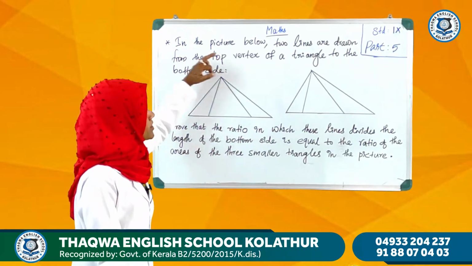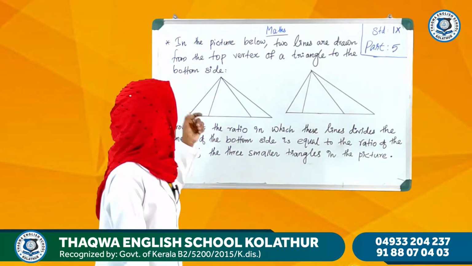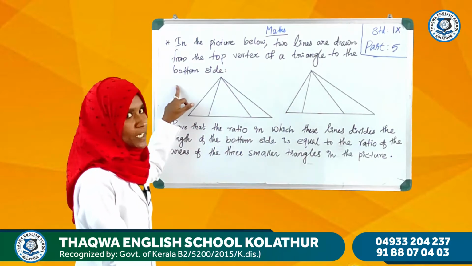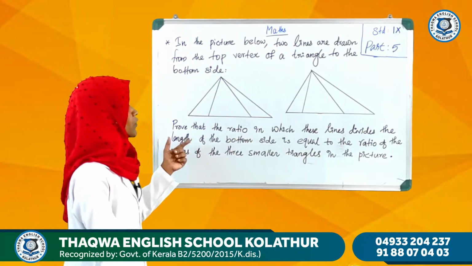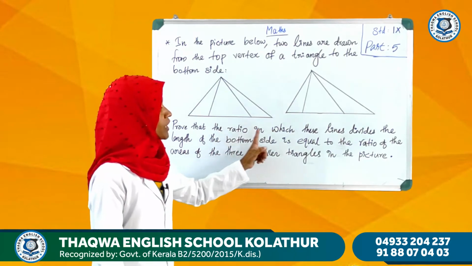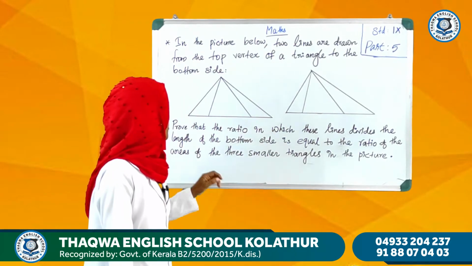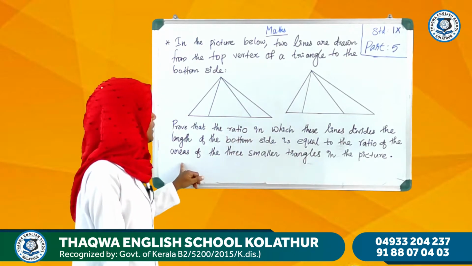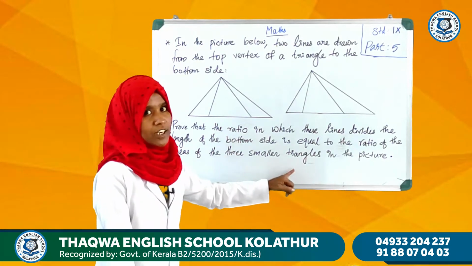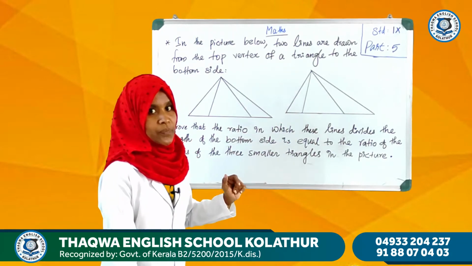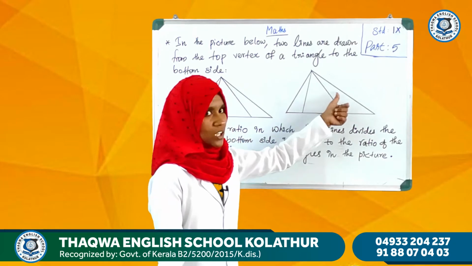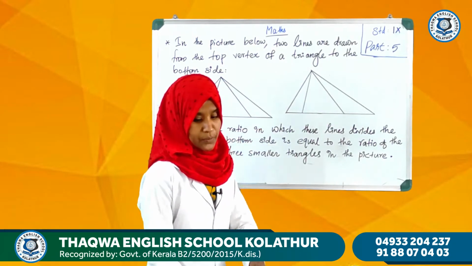Question. In the picture below, two lines are drawn from the top vertex of a triangle to the bottom side. We have to prove that the ratio in which these lines divide the length of the bottom side is equal to the ratio of the areas of the three smaller triangles in the picture. So first we have to find out the areas of these three smaller triangles.